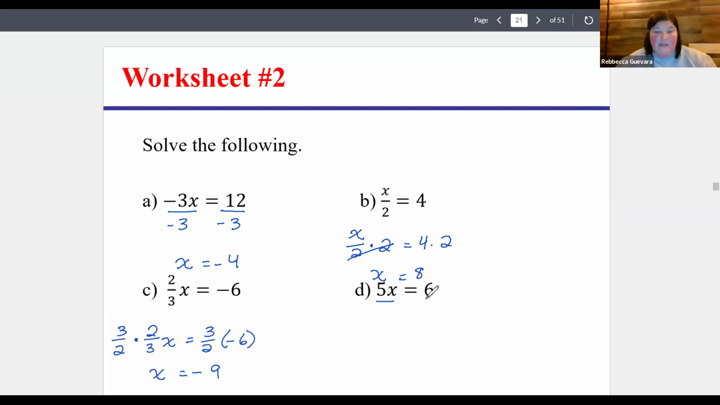Then for this last one, it's going to be a little weird because we divide both sides by 5, and we're left with x is equal to 6/5. So sometimes when we do this, we're not going to be left with a nice integer. In this case, we're left with a rational number, or a fraction. It would also be 1.2.